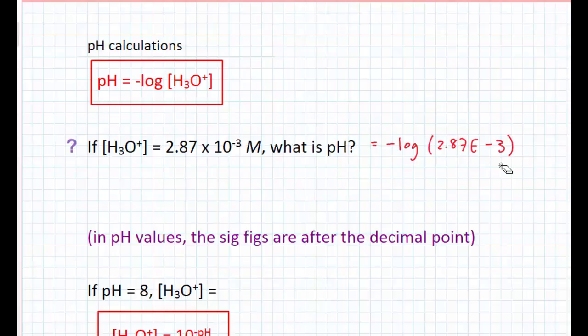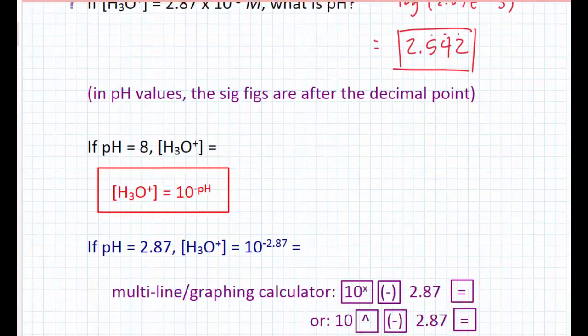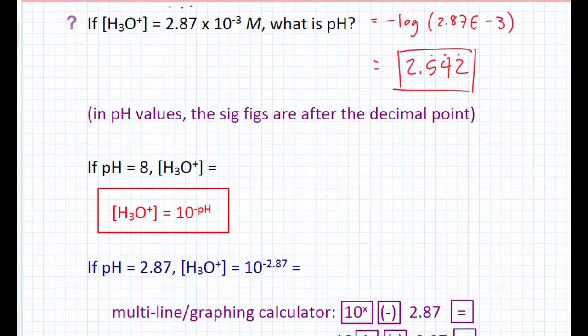What was our answer? Yep, 2.542. In pH values, the sig figs are after the decimal point. That's another way of thinking of it. Because we have those 3 sig figs here, they become these 3 decimal places. Okay? So we'll get a little more practice doing that as we go on.